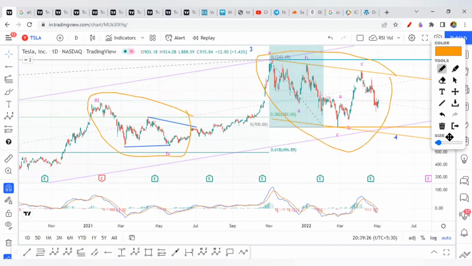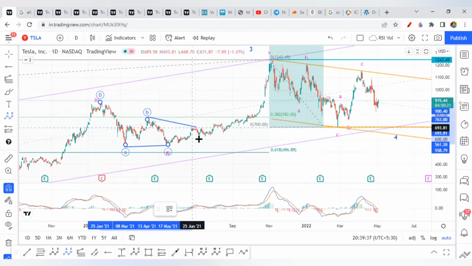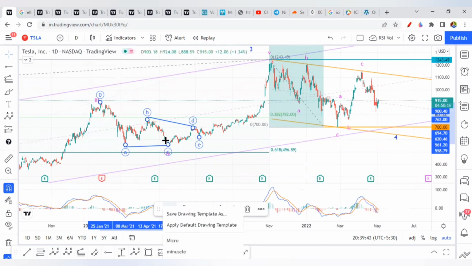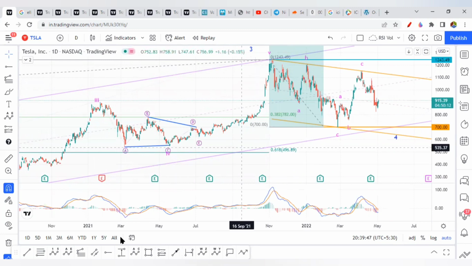So it could be repeating this pattern of fourth wave here. Okay, so same thing can happen here. So yeah, as I said, let's label the triangles, previous triangle and this triangle. So it will be like this. Okay, this is the triangle A, B, C, D, E, like this. Okay, and then it moved up. So let me change the degree of this. Let's change it to micro. Okay, and yeah, similarly it can do the same things here.